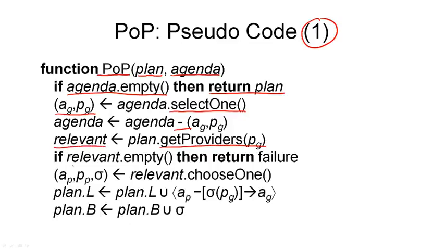If this set is empty, if there are no relevant actions, then there is no way to resolve this flaw, which means we can return failure. So what we do at this point is go up in our search tree to the nearest backtrack point and try an alternative branch.